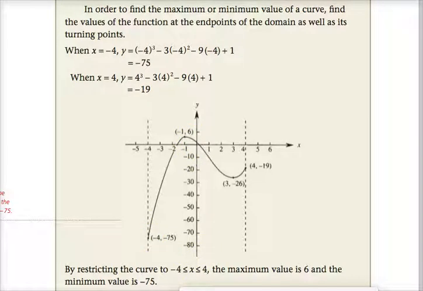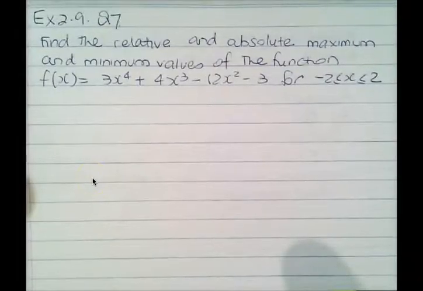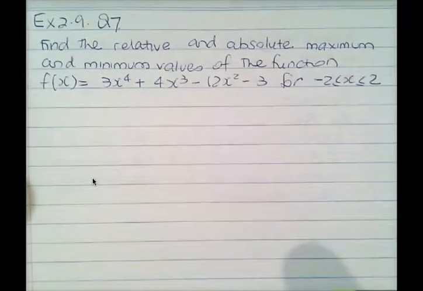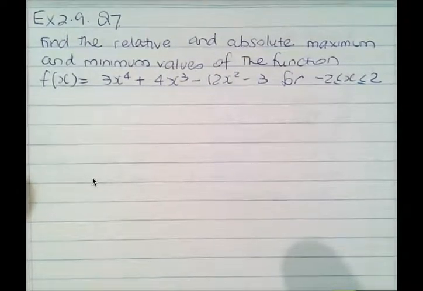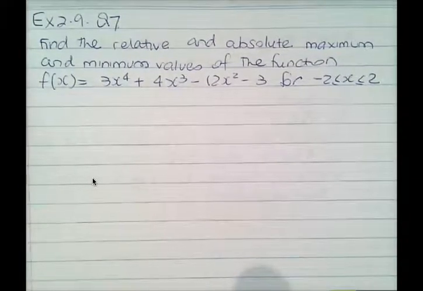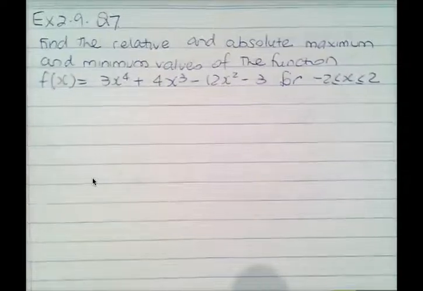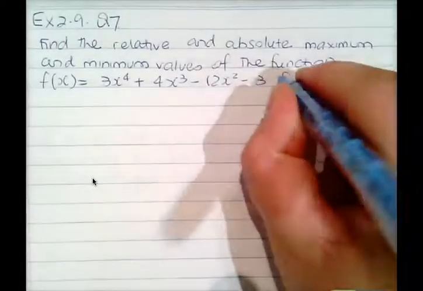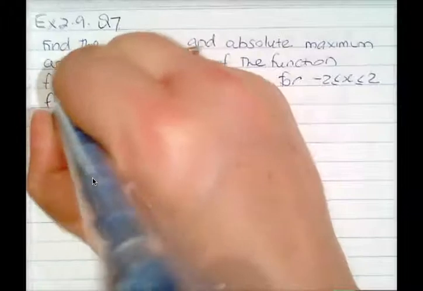So we're just going to do one example from the exercise using this process. Exercise 2.9, question 7, says to find the relative and absolute maximum and minimum values of the function f(x) = 3x⁴ + 4x³ - 12x² - 3 for the domain from -2 through to +2. So let's look at the first derivative first.